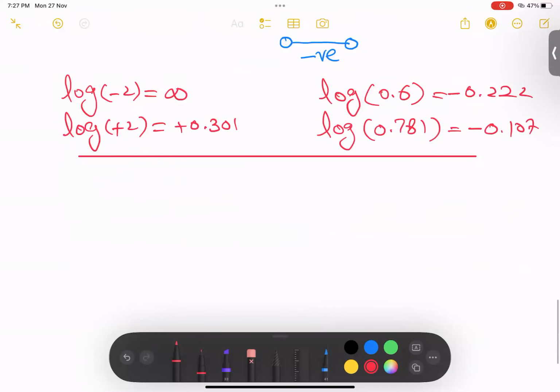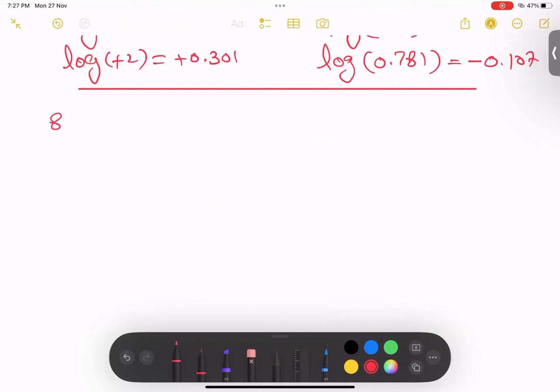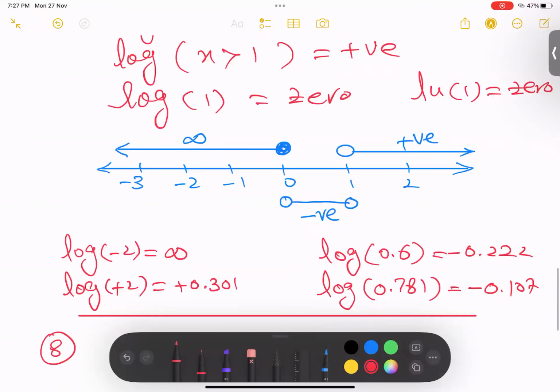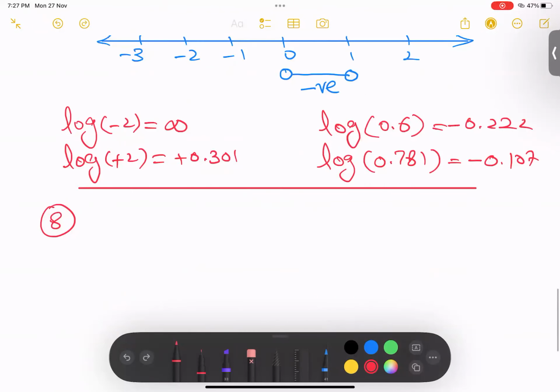Let's go for the next property. Yes, property number 8, I want to discuss, students. What's property number 8? Very important and very interesting. As you know, whenever you have a number here that is giving you a negative value, for example, let's say I have x times log of 0.1 less than or equal to 5.